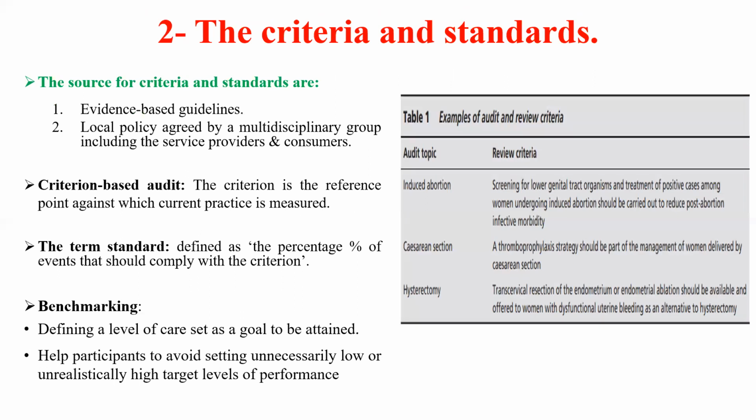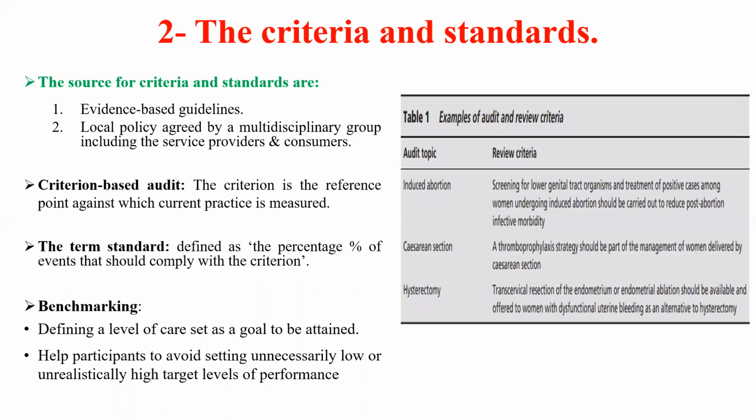The second step of the audit cycle is to set explicit criteria and standards. Here comes a question: what are the sources of the criteria and standards? The sources here will be from the evidence-based guidelines or from local agreed policy. So these are the sources of the criteria and the standard, either evidence-based guidelines or local agreed policy.